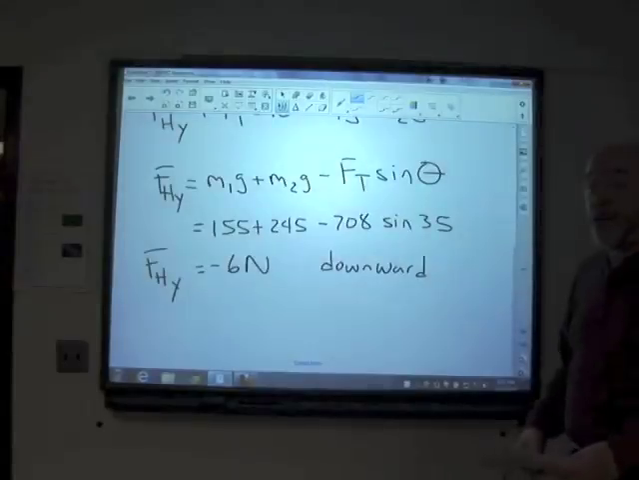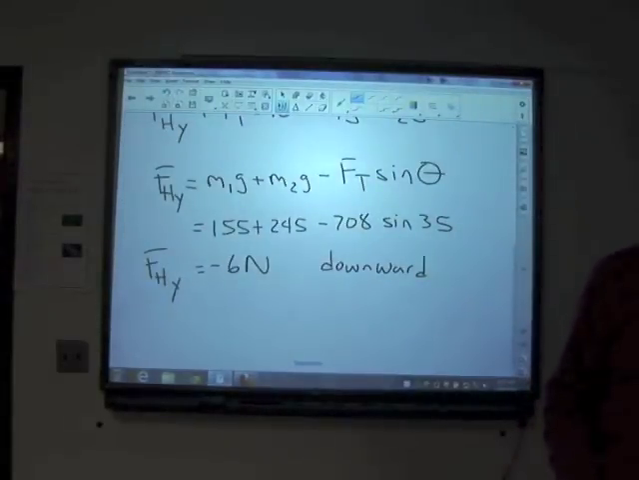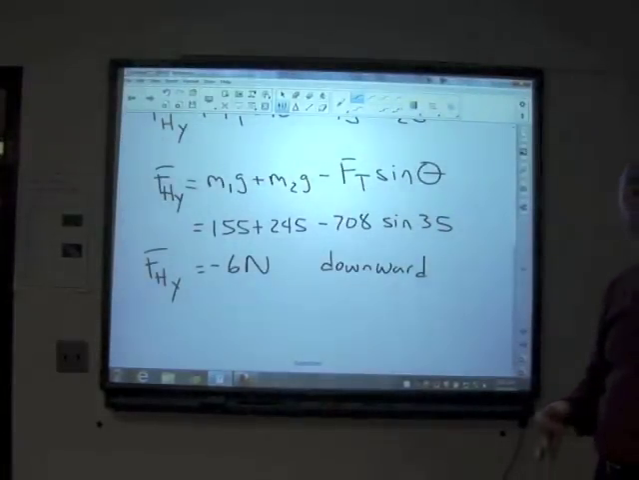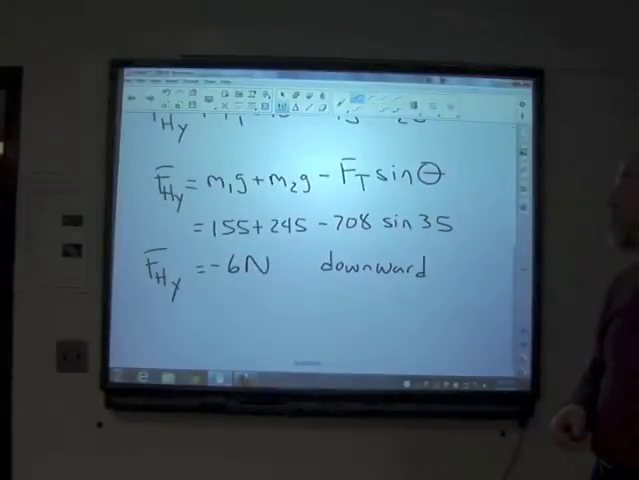So in terms of static equilibrium here, the sum of the forces in the x direction will be 0, the sum of the forces in the y direction will be 0, and the sum of the torques will be 0. Okay.